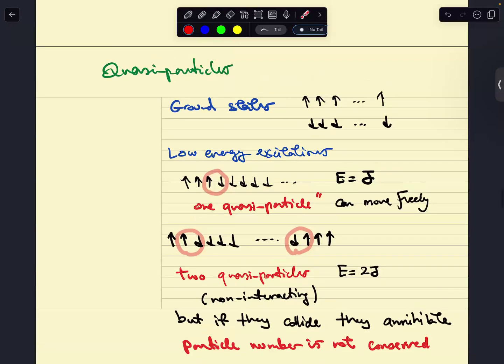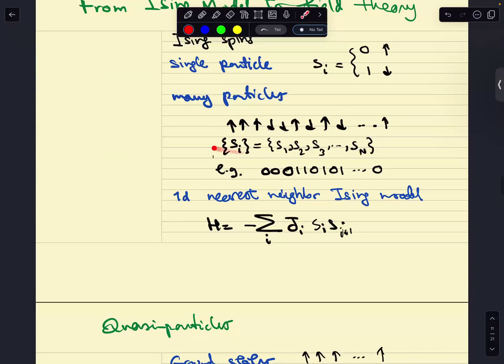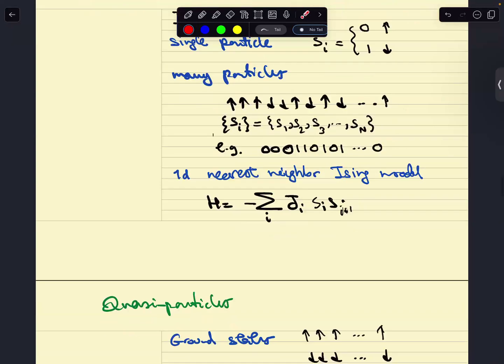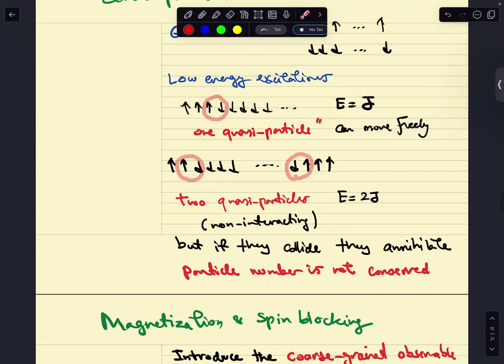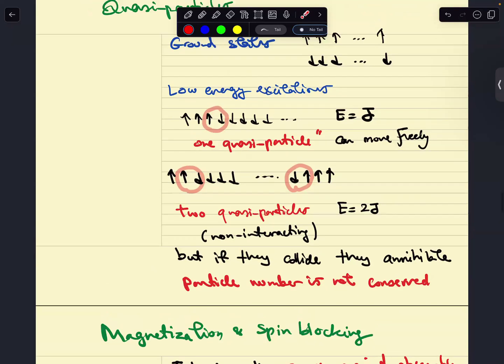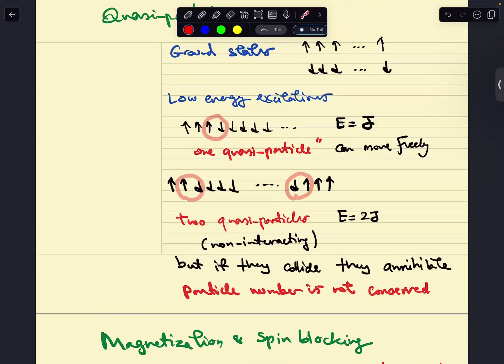So you see, as opposed to the original case where the number of particles was conserved, these quasi-particles that emerge in this low energy limit of this nearest neighbor system we're talking about can annihilate. So they can collide and annihilate. So particle number is not necessarily conserved in this model.